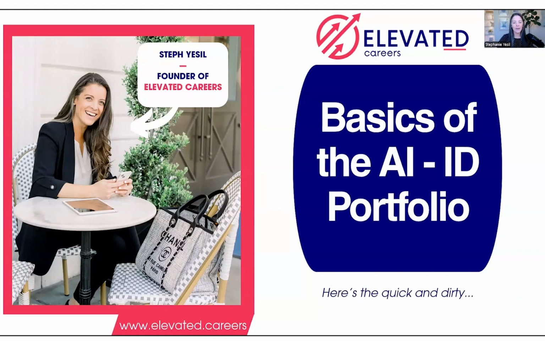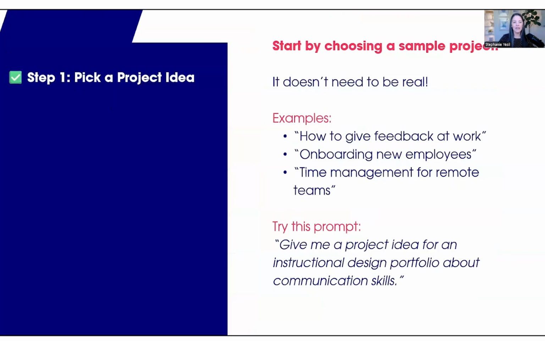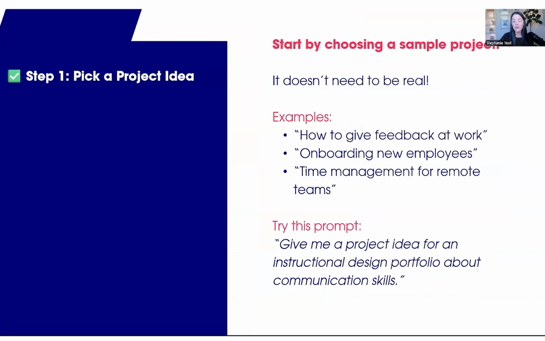All right, here's the quick and dirty basics of the AI ID portfolio. Step one, pick a project idea. You can start with something that you already have, or just so you know, the topic doesn't necessarily need to be something real you've already done before. You want to use this particular prompt: Give me a project idea for an instructional design portfolio about... insert something that you know a hiring manager or a company you would eventually like to work for probably trains people on. Some other examples include how to give feedback, onboarding new employees, time management for remote teams.